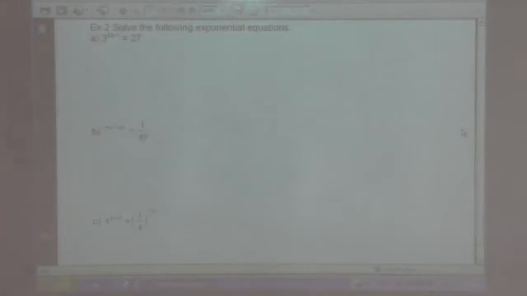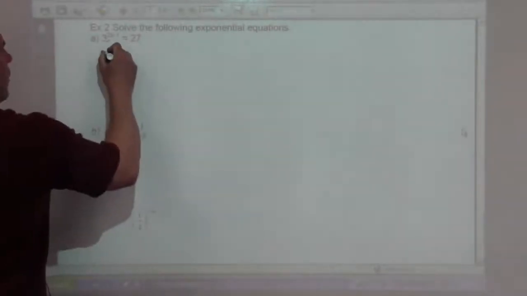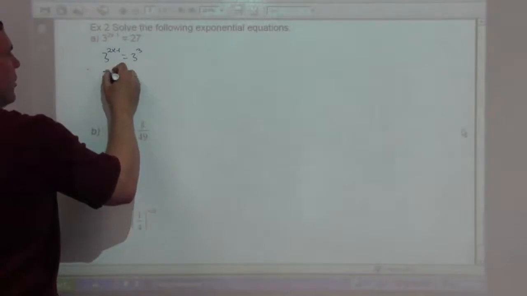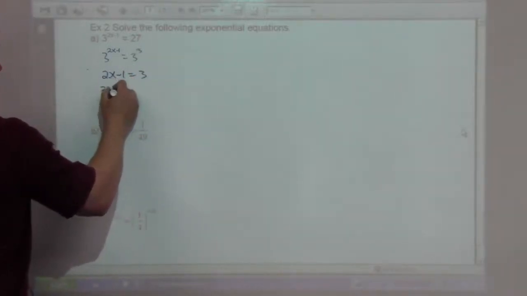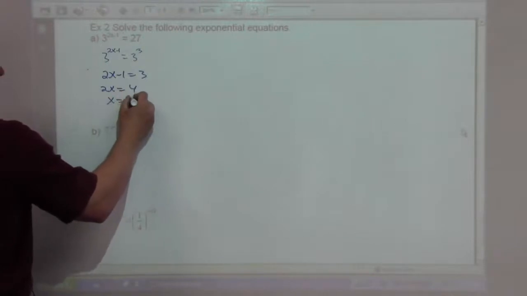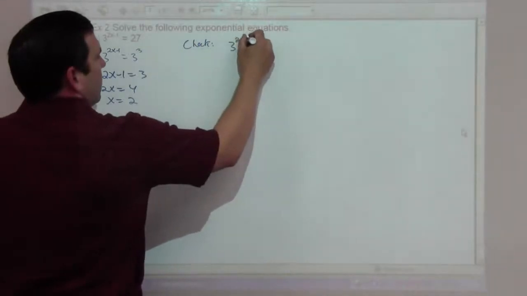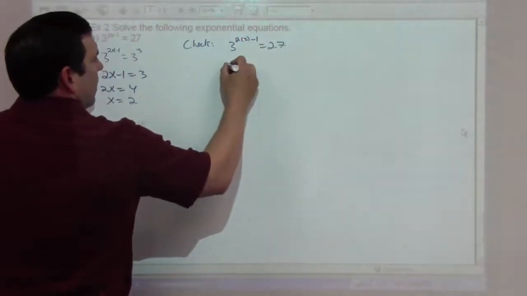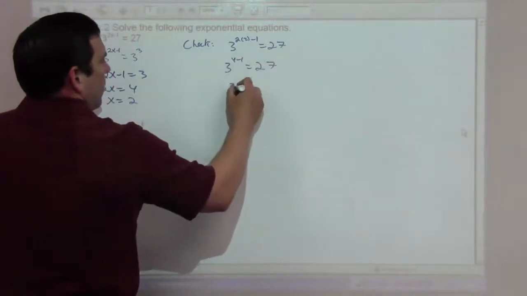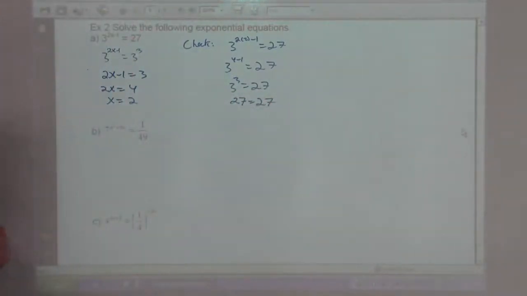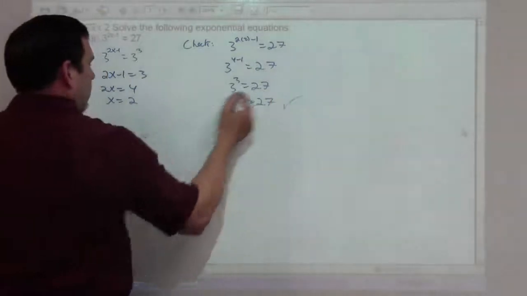So in example 2 here we have 3 to the 2x minus 1 equals 27. Well, we can express this as 3 to the 2x minus 1 equals 3 to the 3, because 27 is 3 to the 3rd power. So 2x minus 1 equals 3. 2x equals 4, so x equals 2. We can check this. Is 3 to the 2 times 2 minus 1 equal to 27? That's 3 to the 4 minus 1, is that 27? 3 to the 3rd is 27, so 27 equals 27. That works.